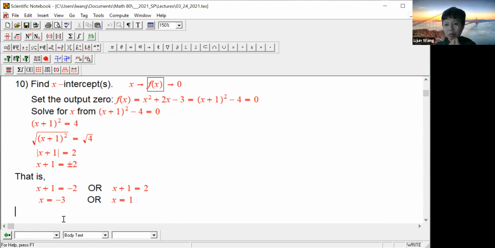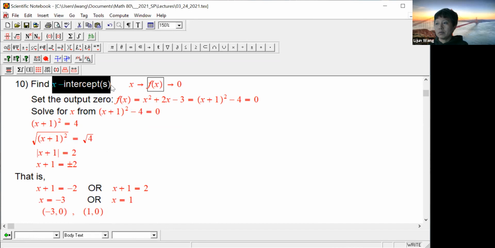So when we put this information together, what do we get? When input is negative 3, the output is 0, right? Or when input is positive 1, the output is 0. Do you guys follow me? Yeah? And these 2 points are sitting on the x-axis. Therefore, we call them x-intercepts, and we have 2 of them.